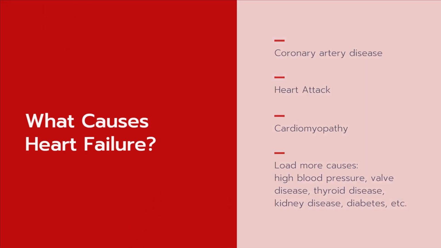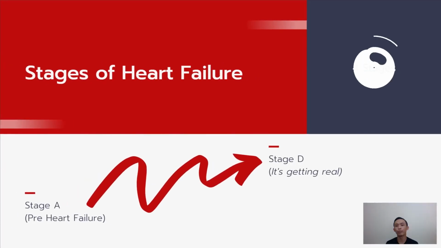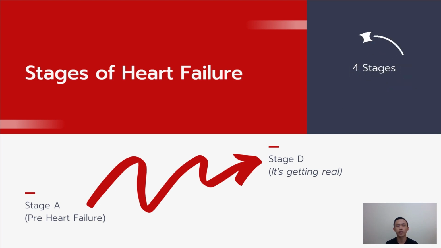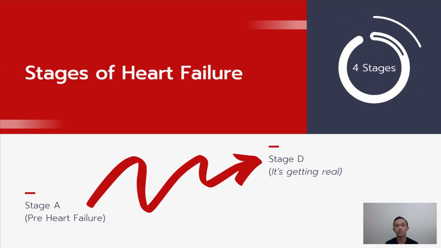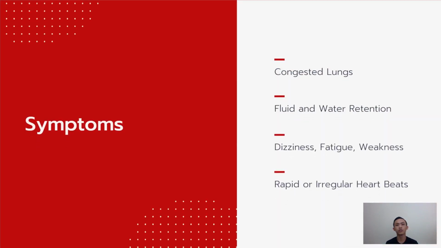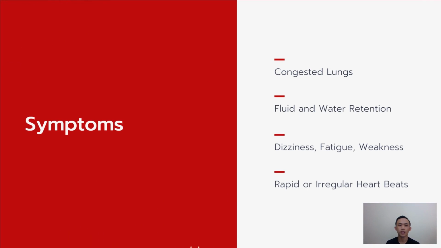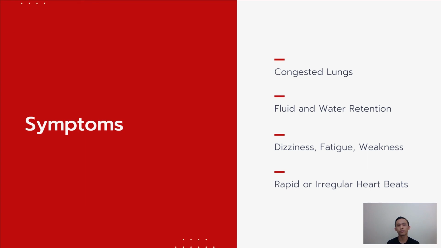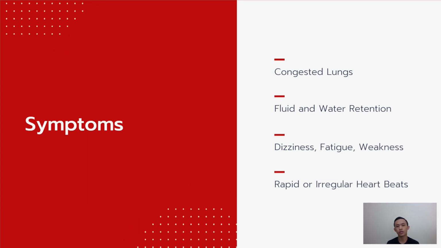There are 4 stages of heart failure, from stage A, the pre-heart failure, covering people at high risk of developing heart failure, to stage D, for patients with systolic heart failure and presence of advanced symptoms after receiving optimal medical care. Each of these stages needs different treatments, but all need to be monitored. There are several major signs or symptoms of heart failure that you can feel or see, like congested lungs, hard to breathe, fluid and water retention of your body, dizziness, fatigue, weakness, and rapid or irregular heartbeats.